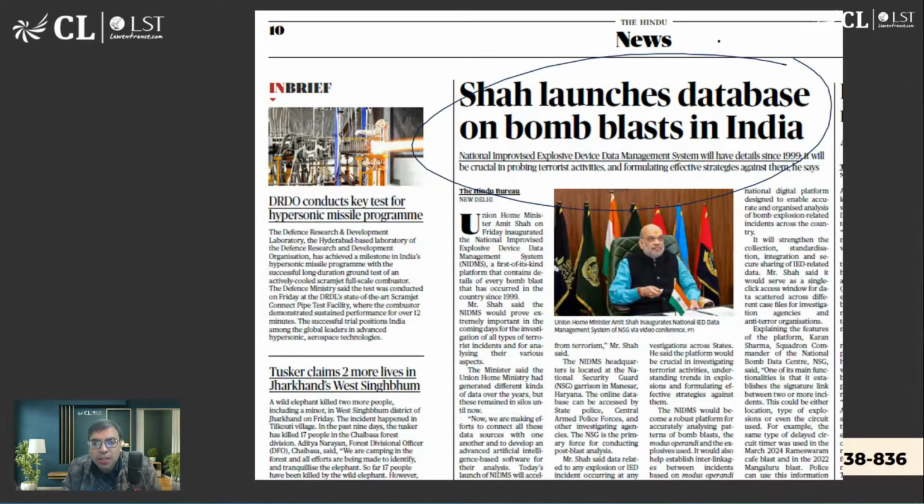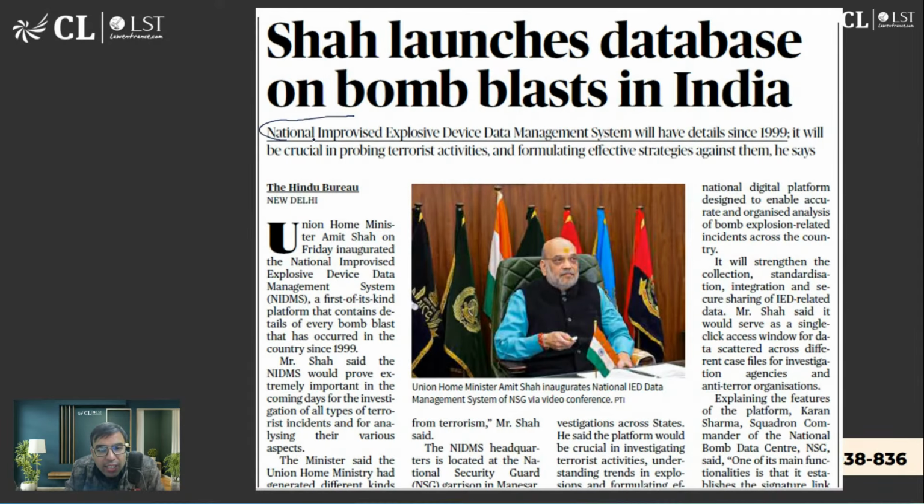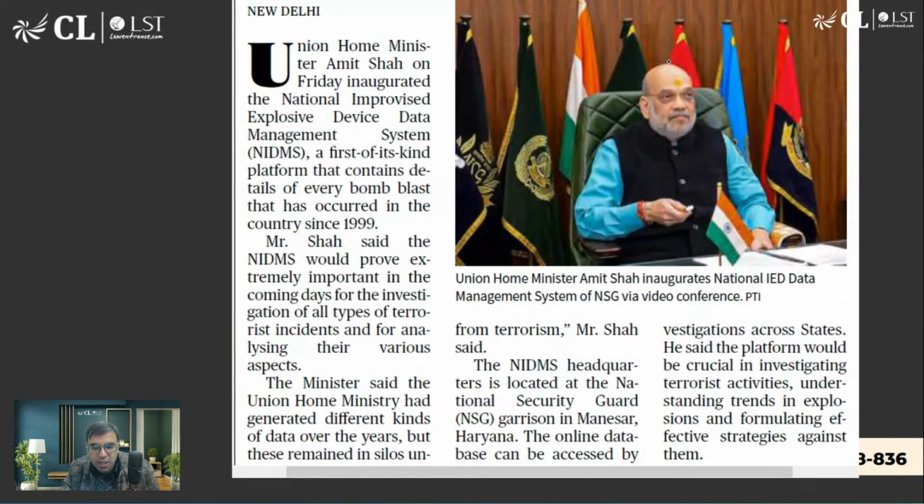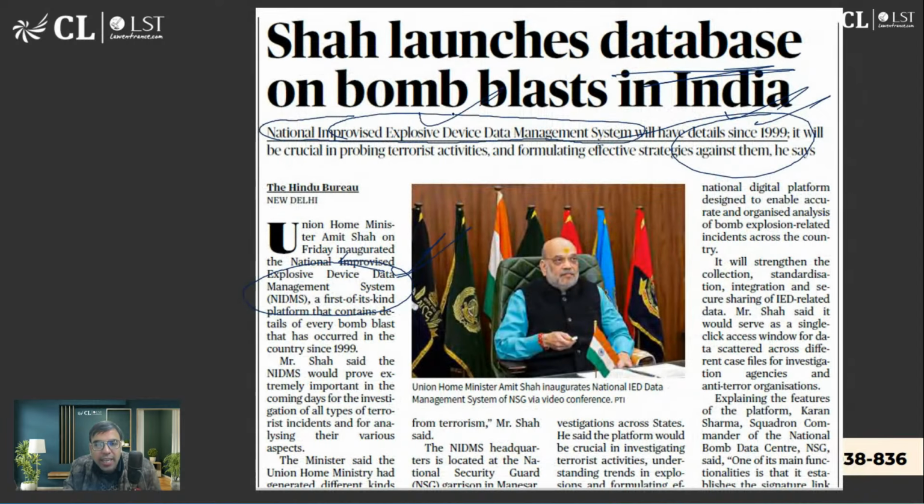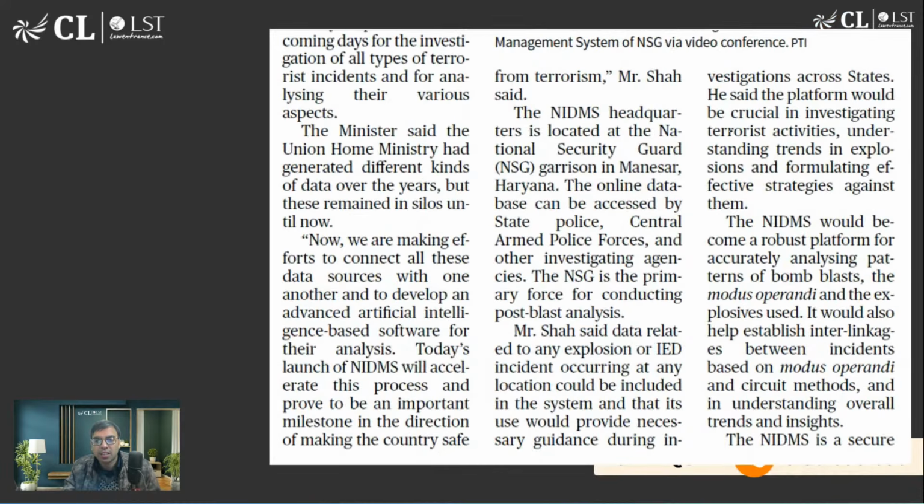Then we have discussed about Mr. Amit Shah, the Home Minister of India, has launched database on bomb blasts in India. So that data is called as National Improvised Explosive Device Data Management System, or NIDMS. That is what you should be knowing. It will have details since 1999. So this can be asked, what is this recently in news? It's a database. Database मतलब जो सारे data उसमें लिखेंगे, digital data, that the incidents that have happened since 1999, all those incidents. Okay. That's what you should know. It is headquartered in National Security Guard garrison in Manesar, Haryana. This is the headquarters of this NIDMS, National Improvised Explosive Device Data Management System. Okay, that is what you should be knowing about.